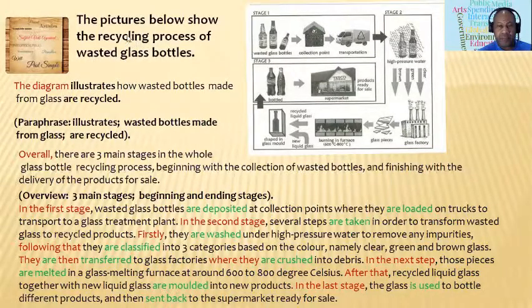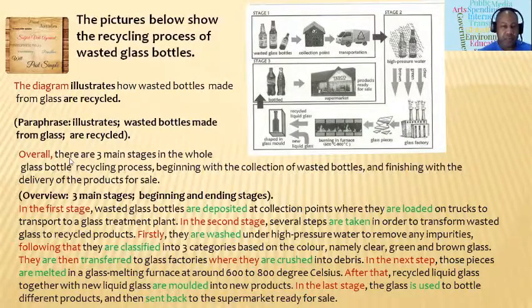So let's look at this. How do we do this? So first thing we do is we paraphrase. So the diagram illustrates how wasted bottles made from glass are recycled. So we've basically changed the recycling process to a passive, are recycled. So from a noun, recycling, to a past participle as part of a passive.